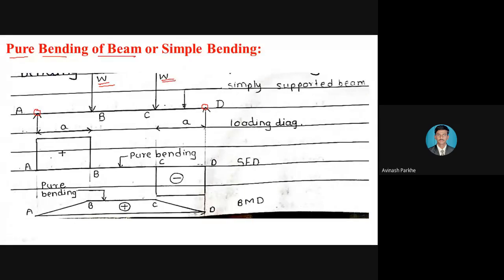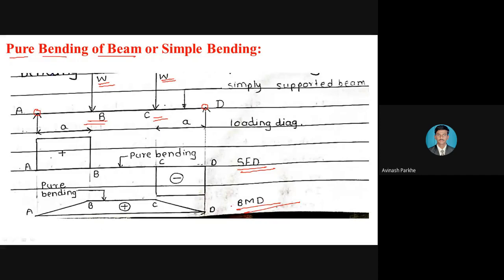It is supported at the two ends, that is, at point A and at point D. At point B, a point load of W is applied, and at point C, another point load of W is applied. That means this is the loading diagram, and below it I have drawn the SFD, and below that SFD the BMD, the bending moment diagram. So if the simply supported beam is subjected to two point loads of W, their SFD and their bending moment diagram are drawn here.